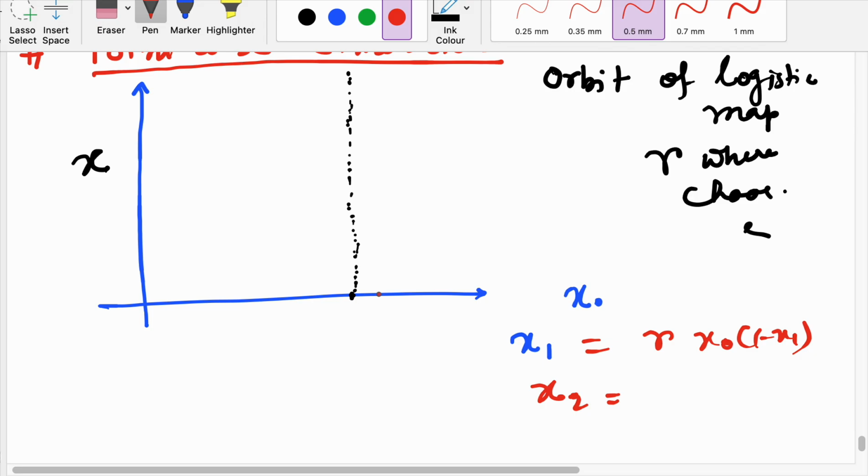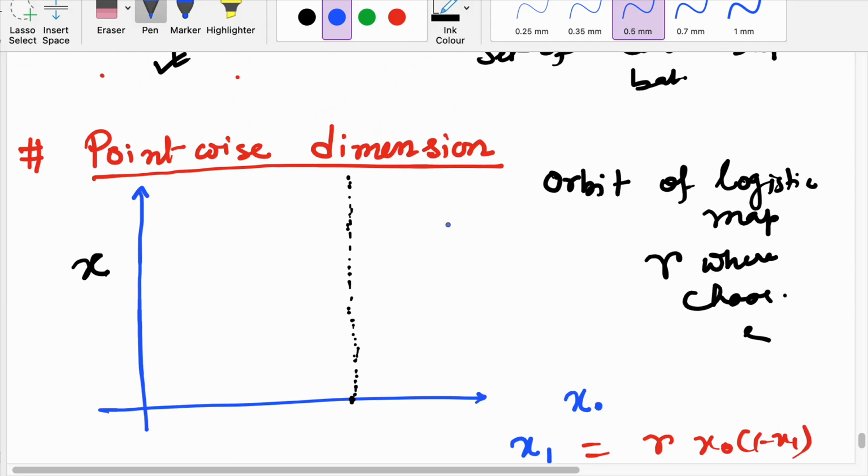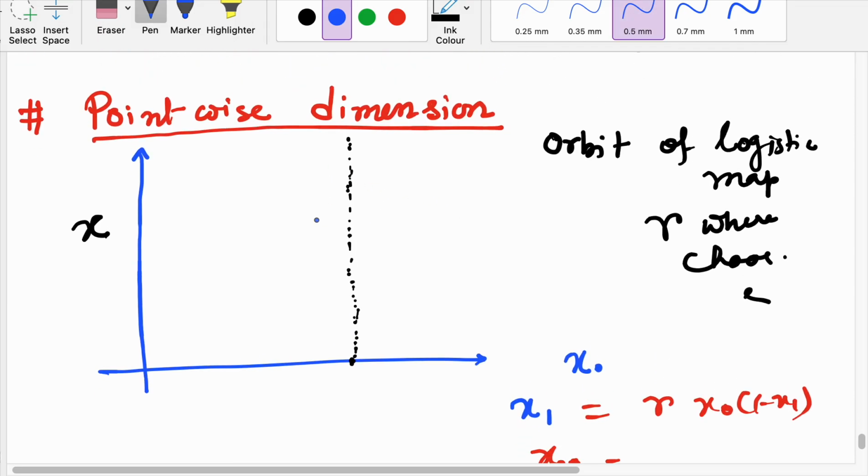It actually, because of the property of transitivity, we know the orbit will become very dense between 0 and 1. That's why it is a dense looking set of points. That much we know. Now we want to calculate the pointwise dimension. So pointwise dimension means, suppose we are taking some part of this, suppose this part is epsilon length.